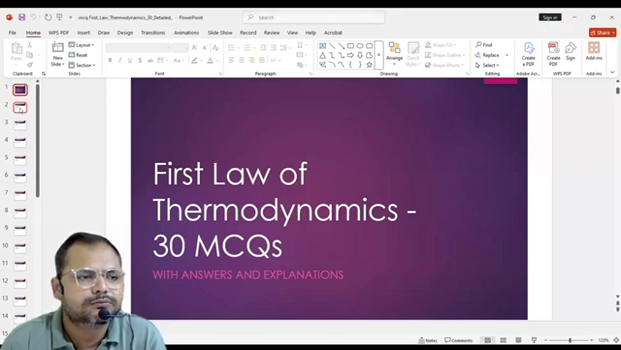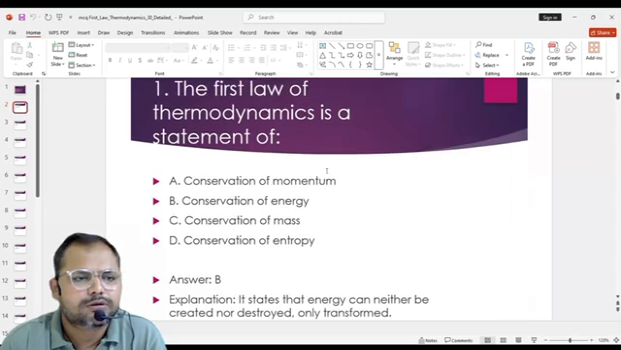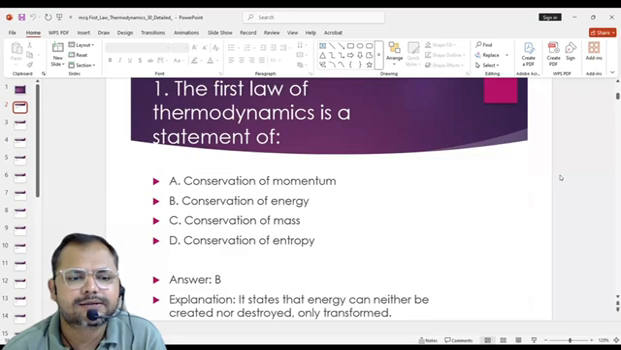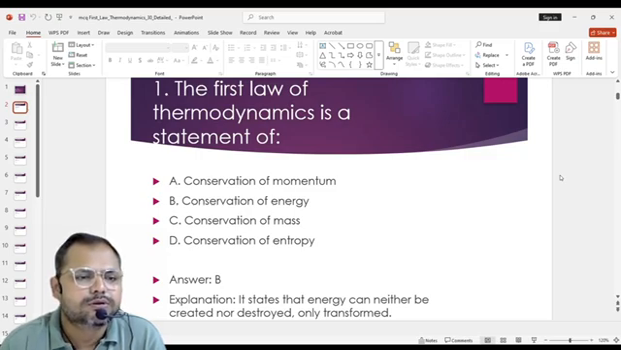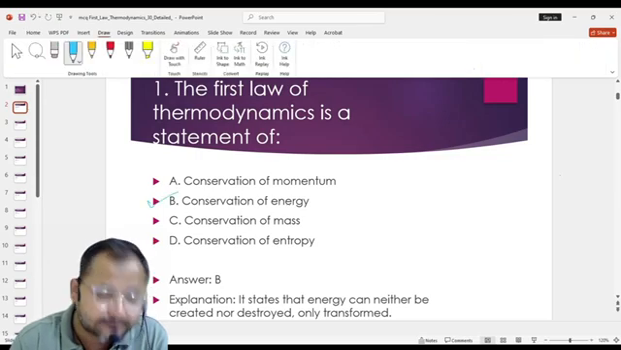First question is, the first law of thermodynamics is a statement of. The first law of thermodynamics is a conservation of energy because it states that energy can neither be created nor destroyed, only transformed from one form of energy into another form of energy. It shows the conservation of energy. So option number B is the correct answer.